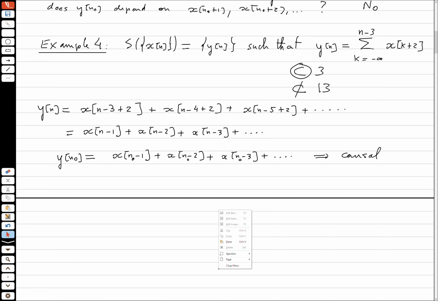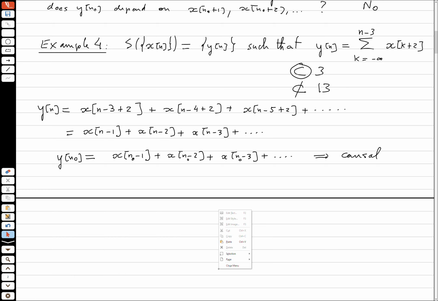Now, here I have given you any system. Any system can be causal or not causal. An LTI system can also be causal or not causal, because LTI and causality are independent properties. However, when a system is LTI, you know the system completely as soon as you know the impulse response. So the impulse response characterizes your system completely.